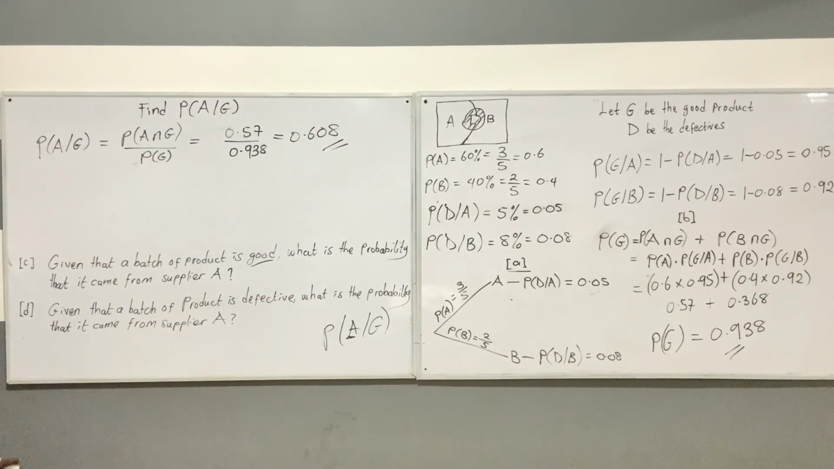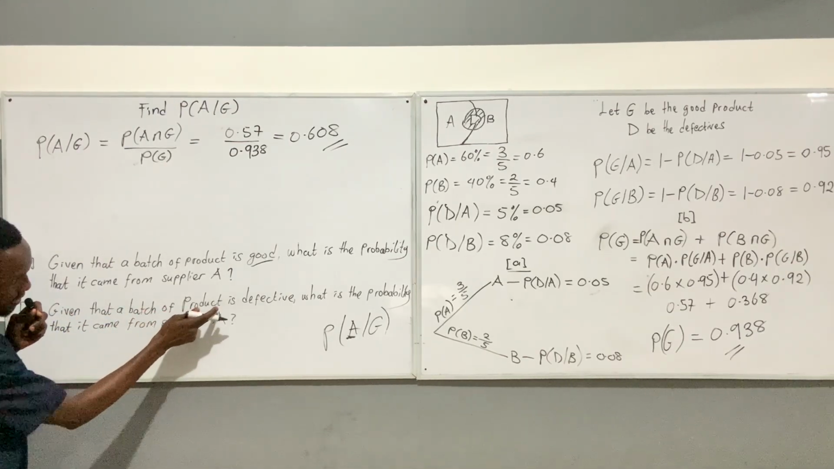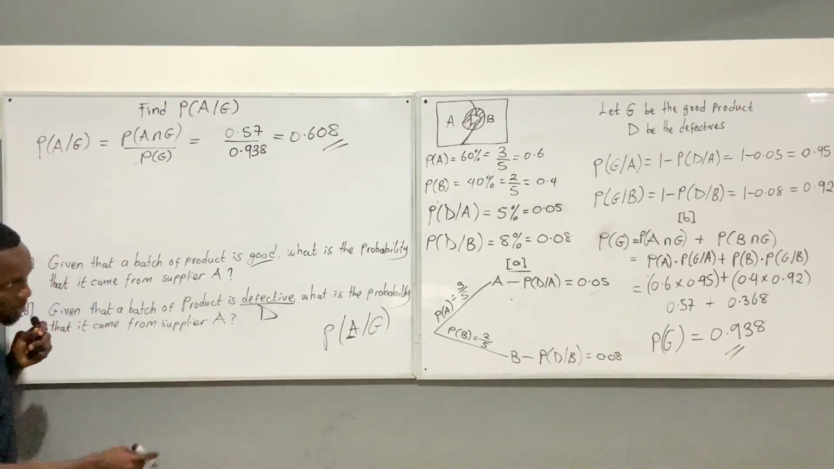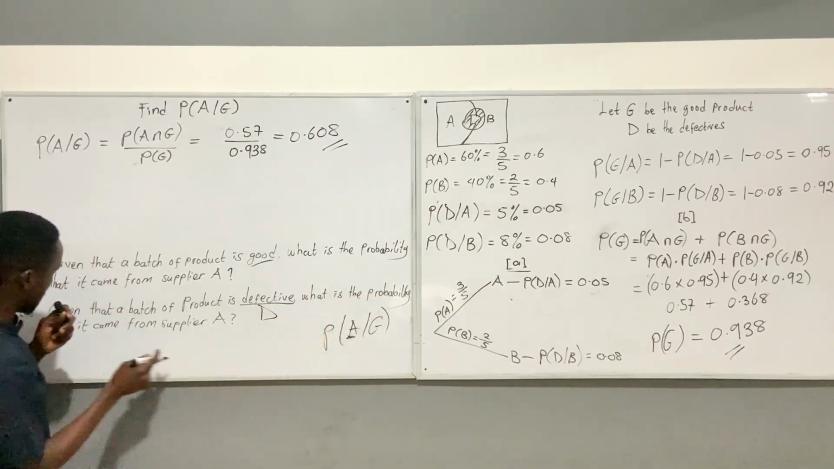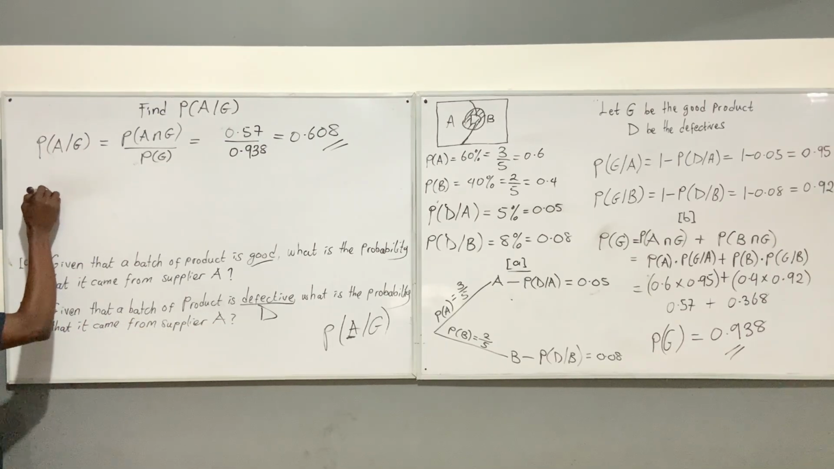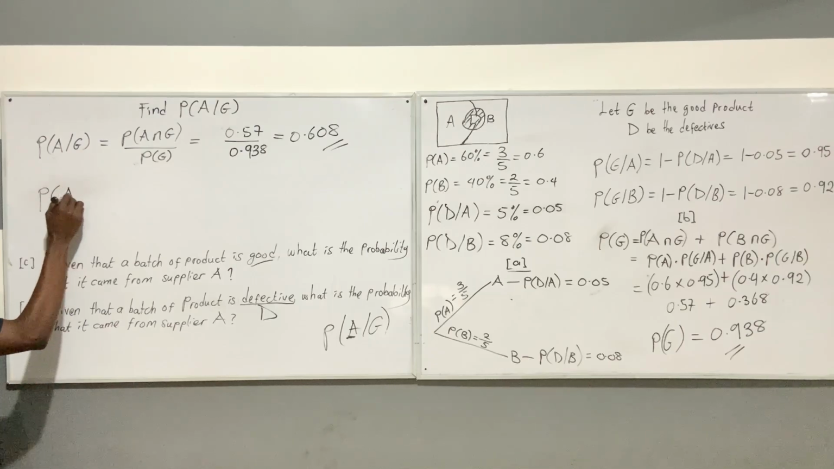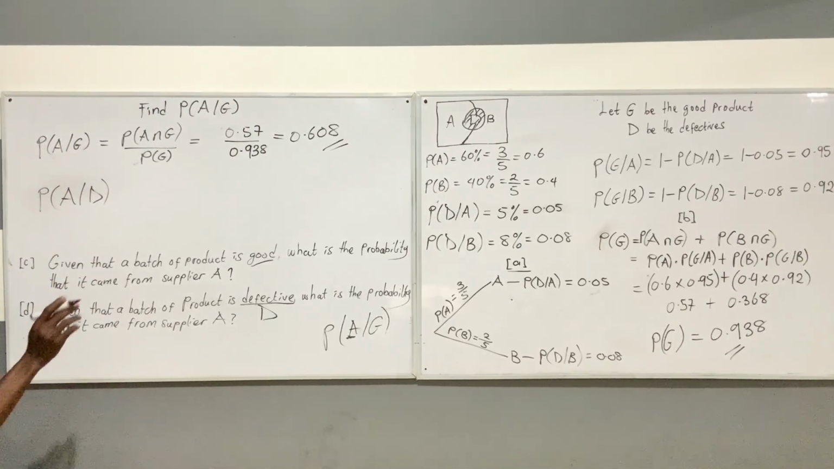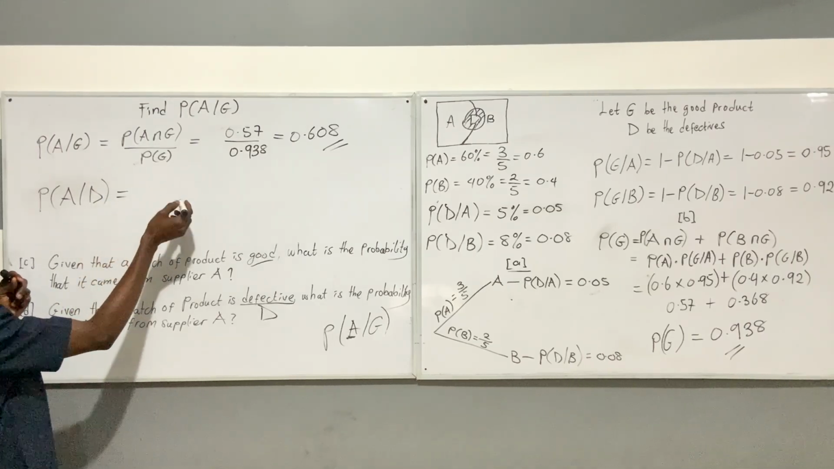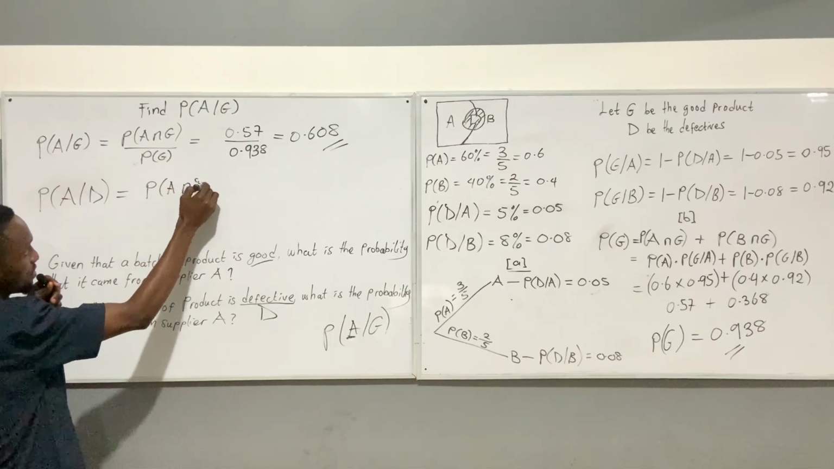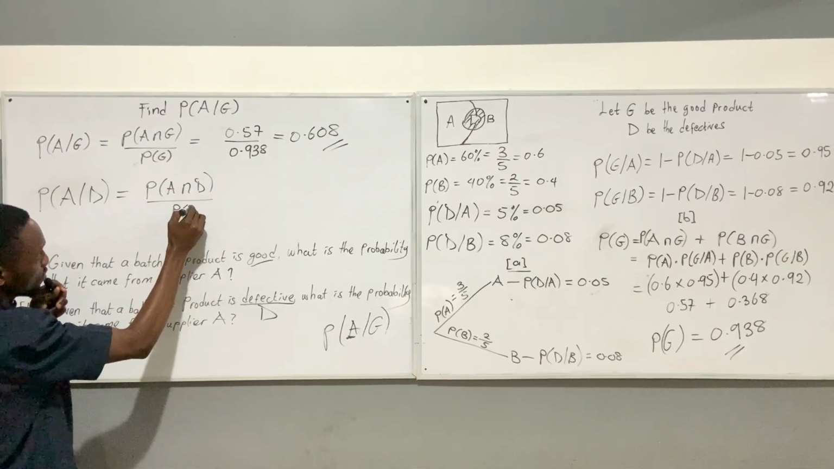Now we move on to the next question. Now watch. Given that a batch of product is defective, now we are going to condition on D. What is the probability that it came from supplier A? Now we are looking for the conditional probability of supplier A given D, the defective. Now you understand. So this is going to give us the same thing, the probability of A intersection D, divided by the probability of D.